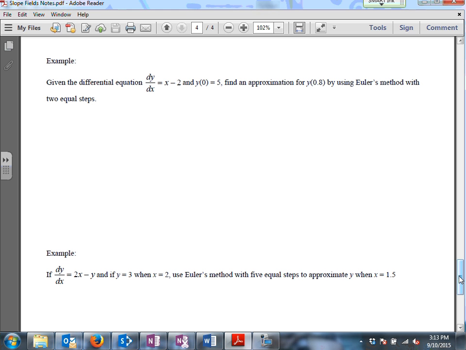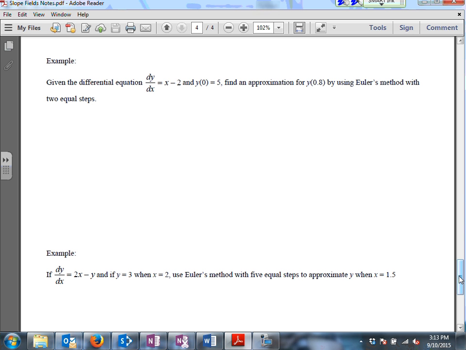So the whole point is, this one isn't a good one. On purpose, I picked one that we could find the actual solution to. Look at our second example, 2x minus y. We cannot find an actual solution to that one. We don't have an option other than using a tangent line to approximate. Okay? So, let's do this.